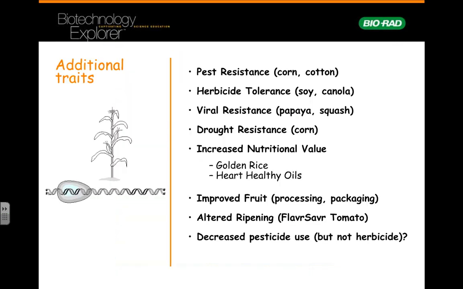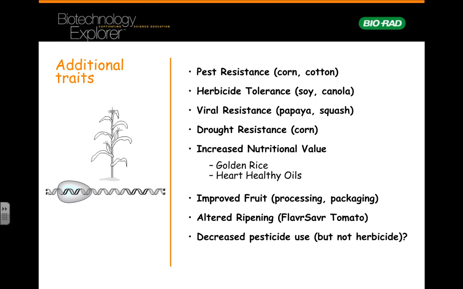Some traits that are there. I don't need you to know necessarily which plants. I do want you to have some familiarity with the different traits that are present. We've already talked about pest resistance and viral resistance and herbicide tolerance, but also drought resistance is a trait that's being introduced into corn plants.